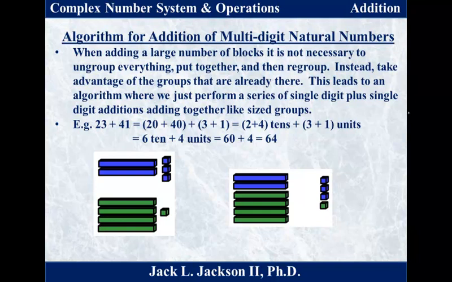So 23 plus 41, you can see illustrated here with these pictures. These rods here are groups of 10 blocks. And notice we can just add the single units. 3 plus 1 is 4 single units. And then we can add the 2 and the 4 tens, which makes 6 tens. So we can break the tens and the units apart and add them separately.